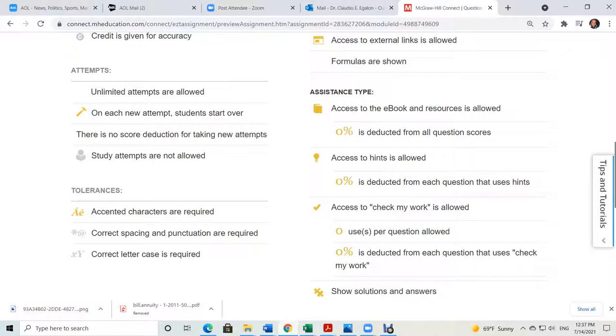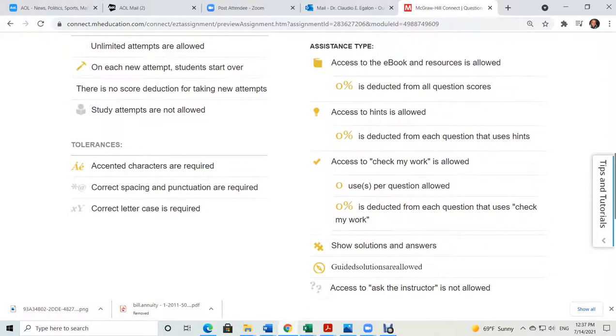Okay. Mine doesn't work. When I put check my work, the button is there, I see it, but it doesn't work for me. Well, I guess the best in this case is to call Connect and ask them what's going on, okay? Because it looks like I did everything the way you asked me to do. Okay, call Connect and see what's going on.